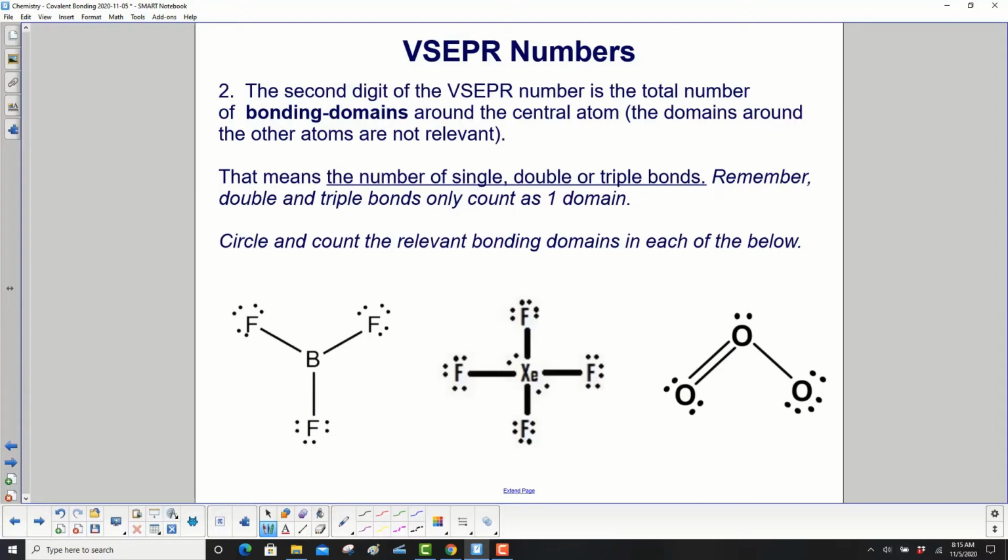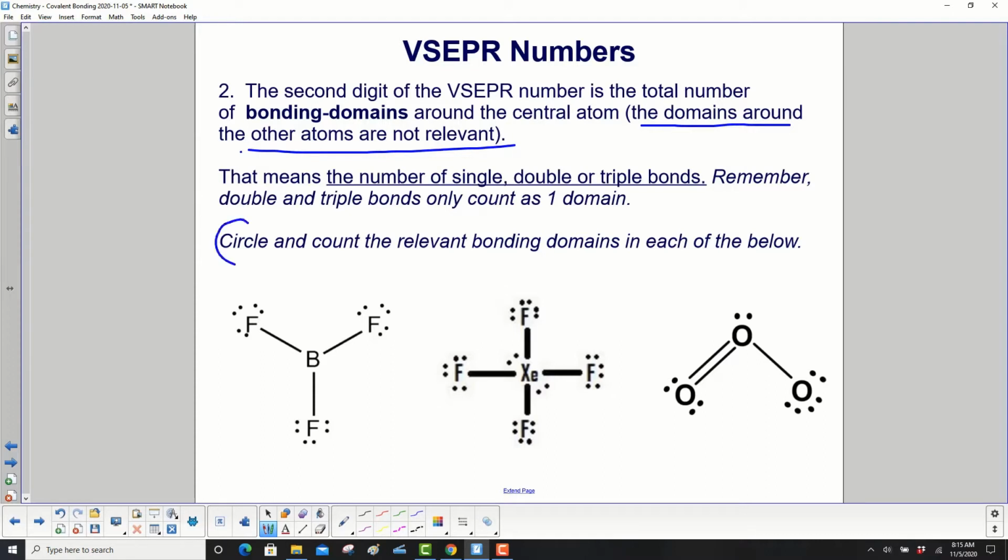The second digit of the VSEPR number is the total number of bonding domains around the central atom. Once again, the domains around the other atoms are not relevant. This means the number of single, double, or triple bonds. Remember, double and triple bonds only count as one domain.